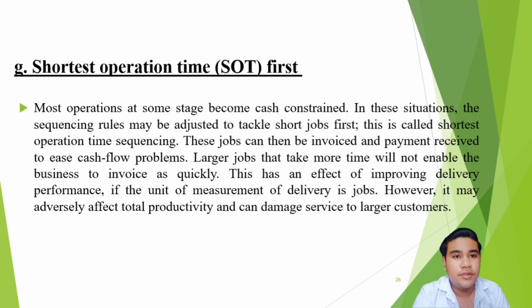Letter G. Shortest operation time. Most operations at some stage become cash constrained. In these situations, the sequencing rules may be adjusted to tackle short jobs first. This is called shortest operation time sequencing. These jobs can then be invoiced and payment received to ease cash flow problems.